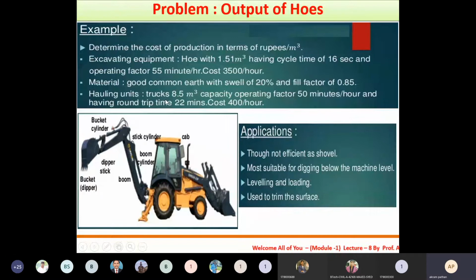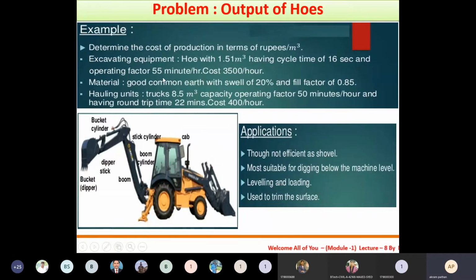Means we have to excavate the certain kind of earth material, you can see, with the help of the hoe equipment or JCB, right? This is a JCB particularly, and we have to excavate 1.5 meter cube with the cycle time of 16 seconds. Certain things are given in this particular problem.